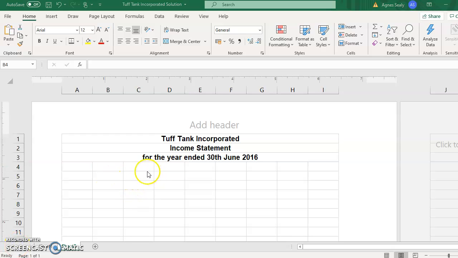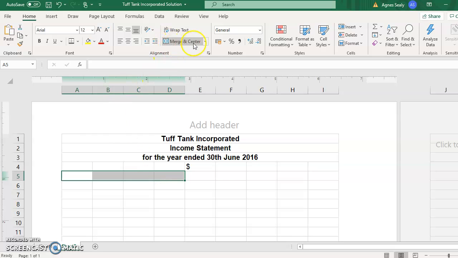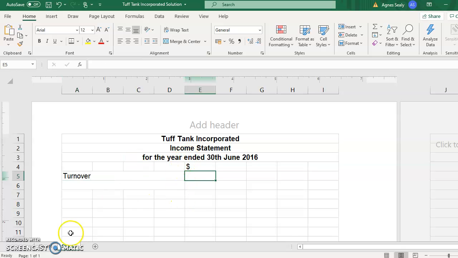So we're continuing our income statement. We're going to start our income statement with our turnover. So let me get some dollar signs going here. I'm just going to use this format. So our income statement is starting with turnover, that would be the figure that we calculated in our sheet 1.